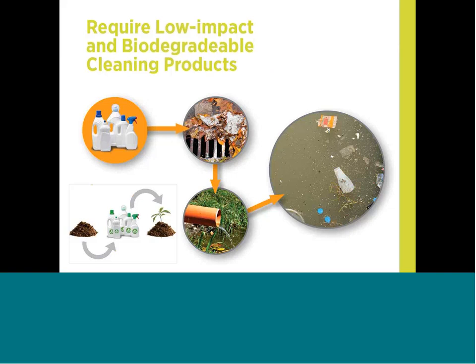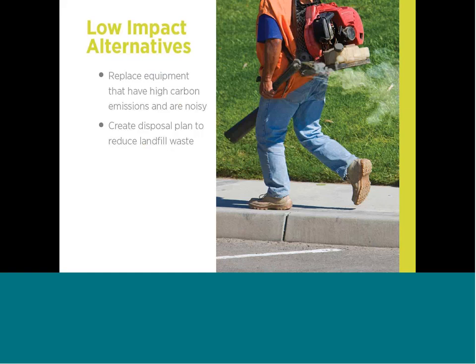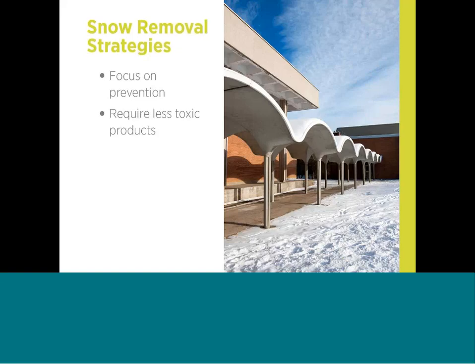The program might require low-impact and biodegradable cleaning products in order to reduce toxic chemical runoff into the sewer system. A best practice for green landscaping is to replace fossil fuel-powered maintenance equipment with low-impact alternatives, such as hand rakes or natural gas-powered mowers. A disposal plan for equipment and products containing chemicals is also helpful. For snow removal strategies, the program could focus on prevention and also require that de-icing products contain less toxic chemicals.